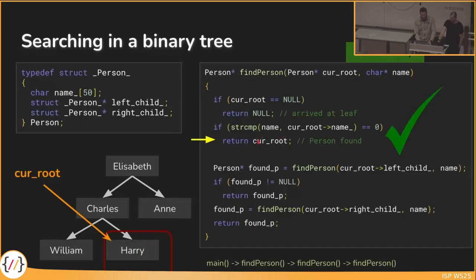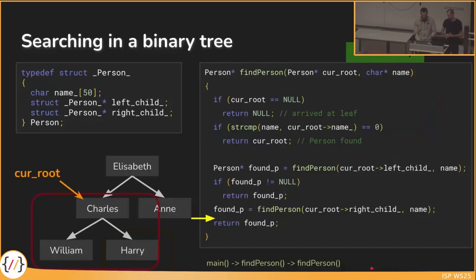And since we have now found Harry, we do not have to check for the children of Harry. We can just return Harry here, so the pointer to Harry, which is the current root. This is what this function call now returns.